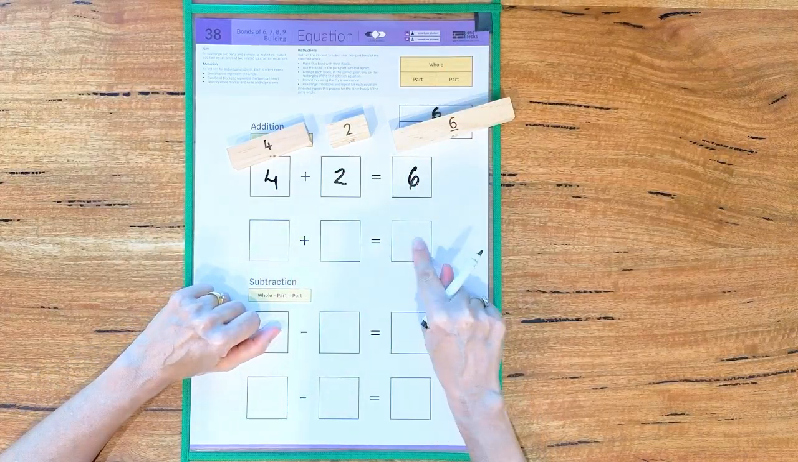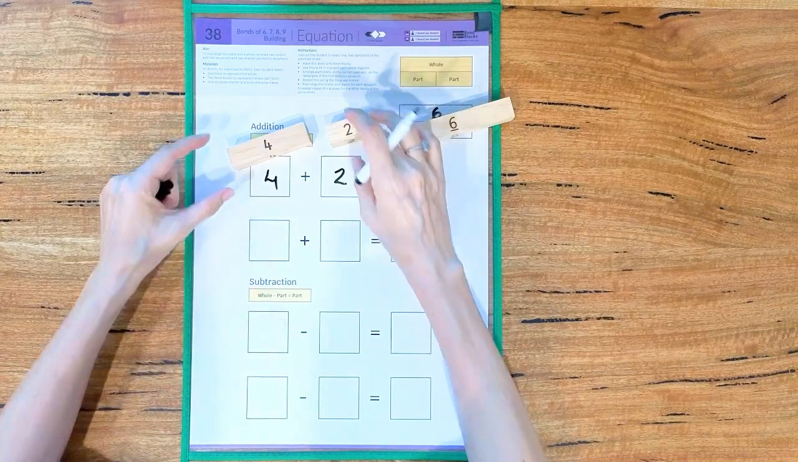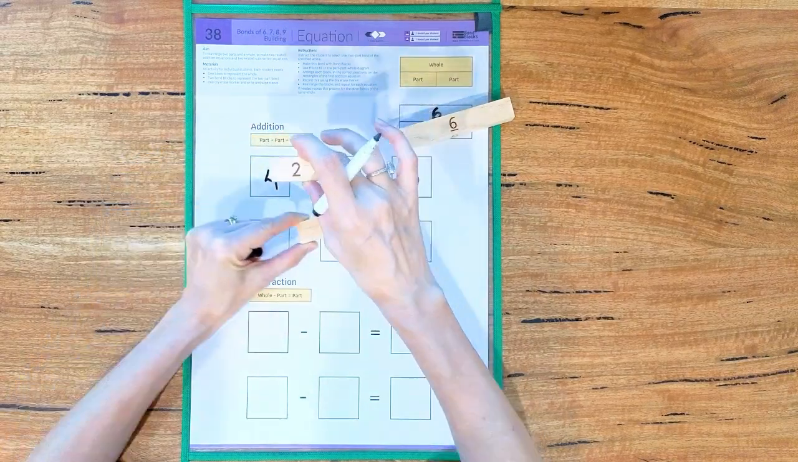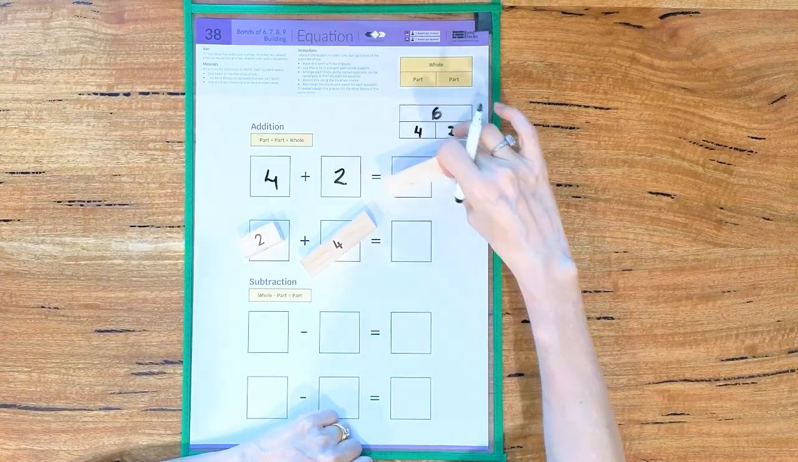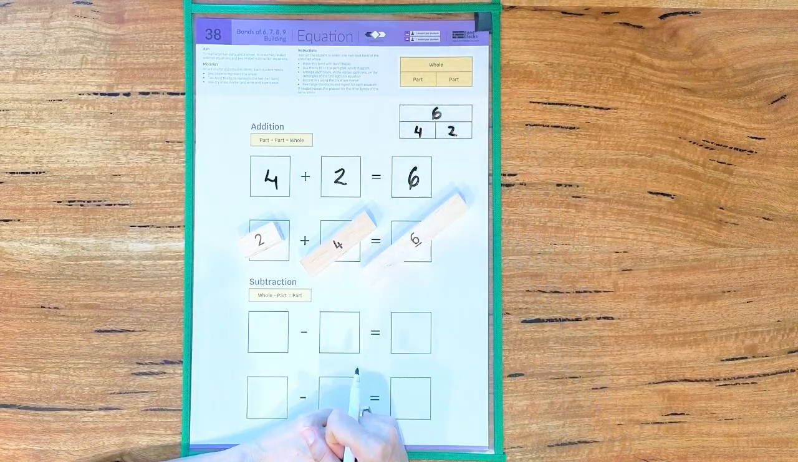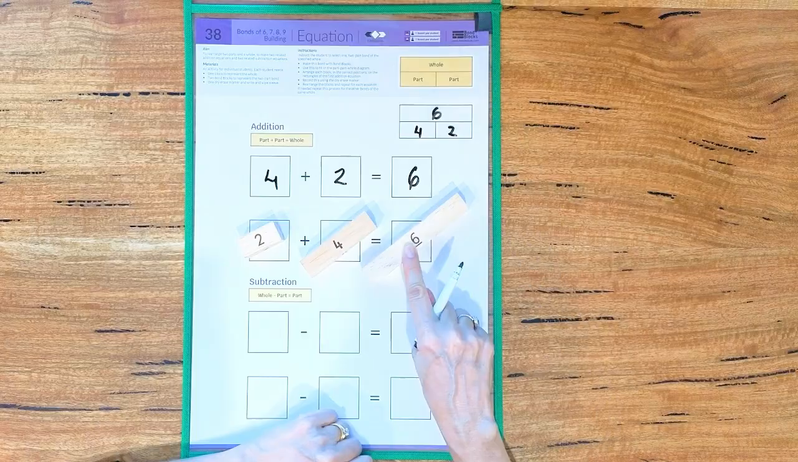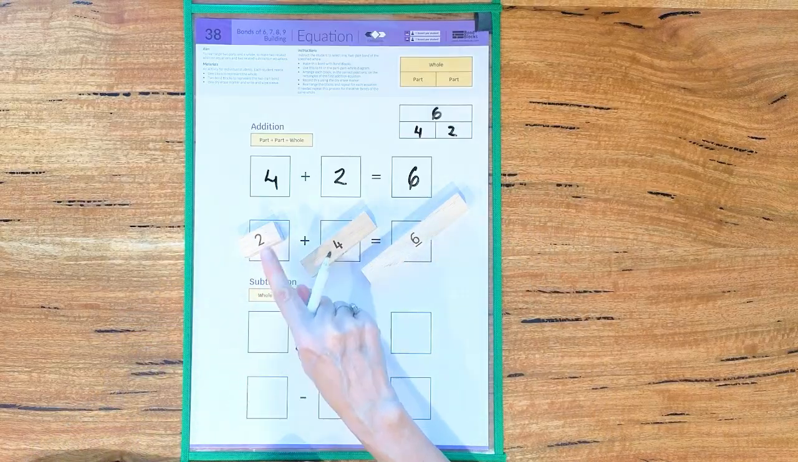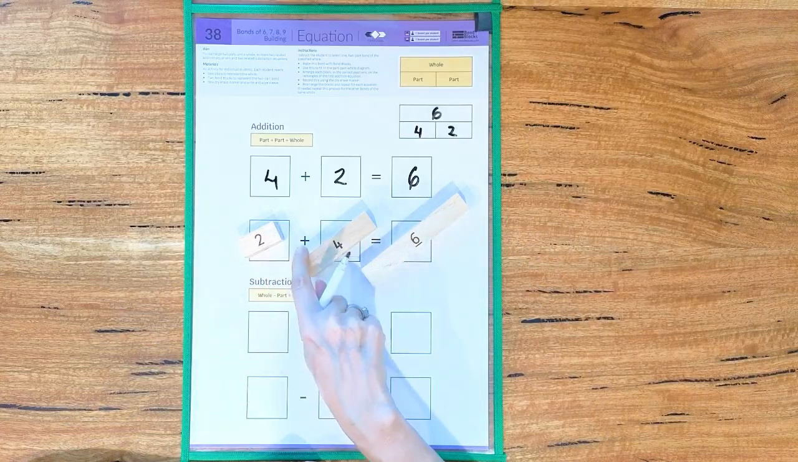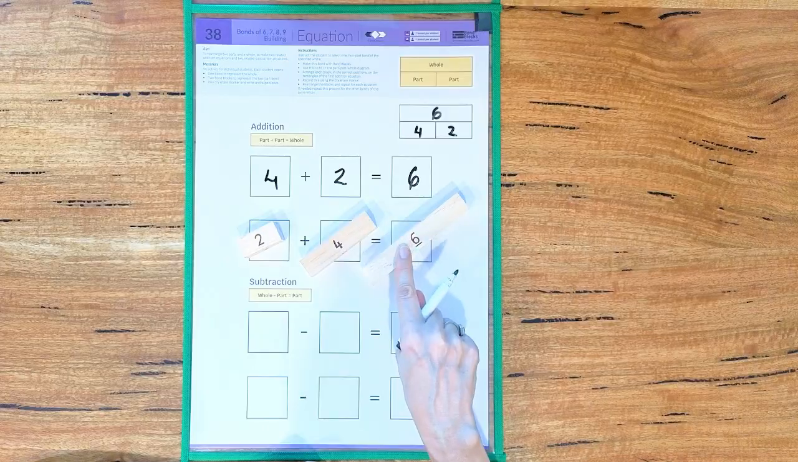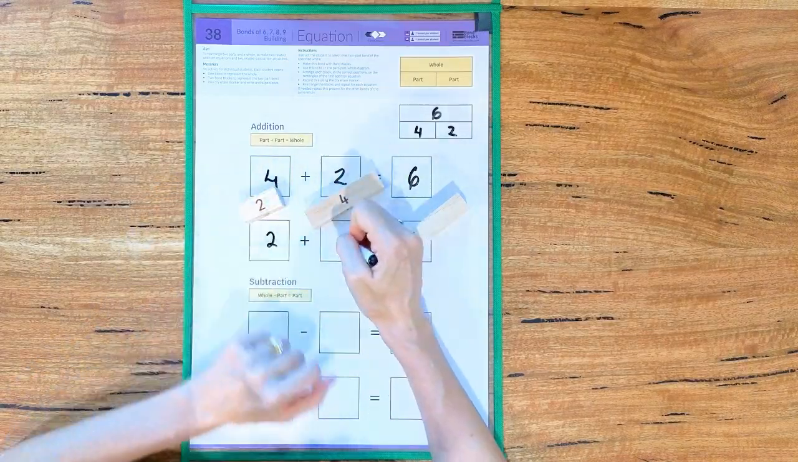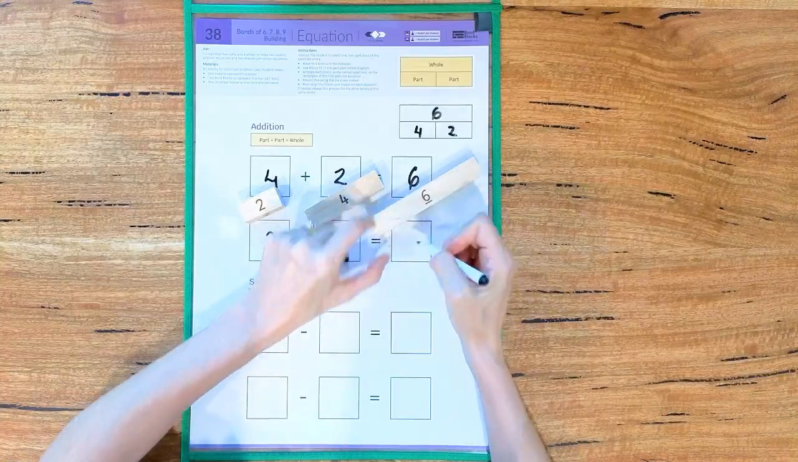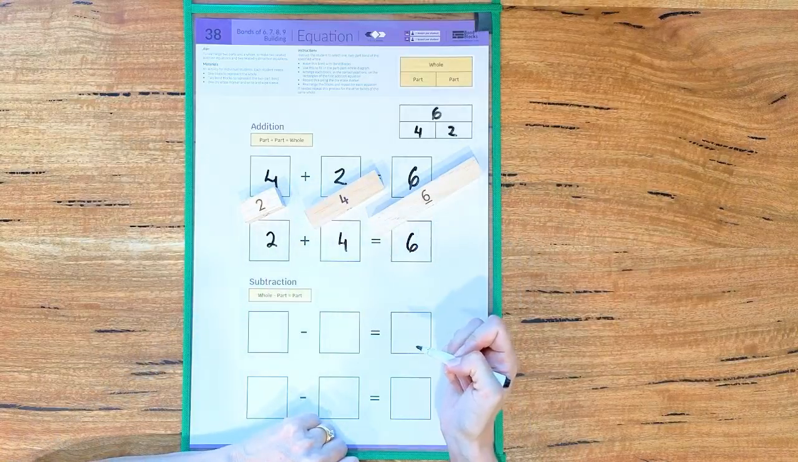When I come to the next addition equation, my parts can swap positions with each other, but my whole needs to stay in the same position here. So I still have part add part equals whole. 2 add 4 equals 6.